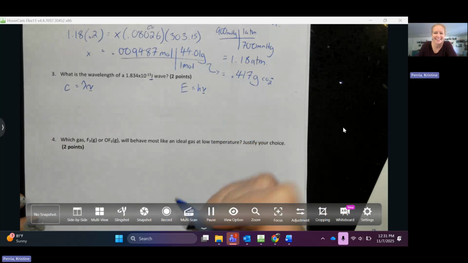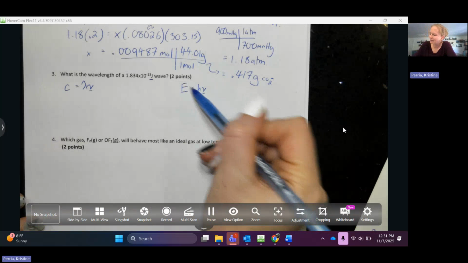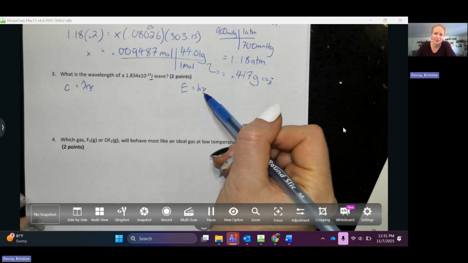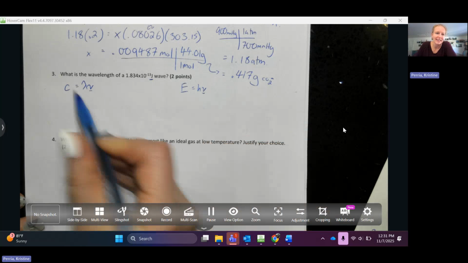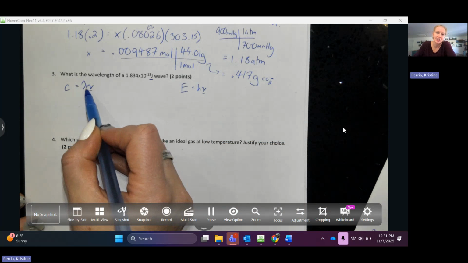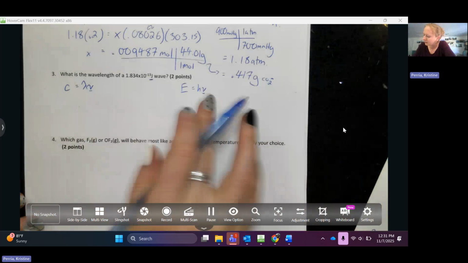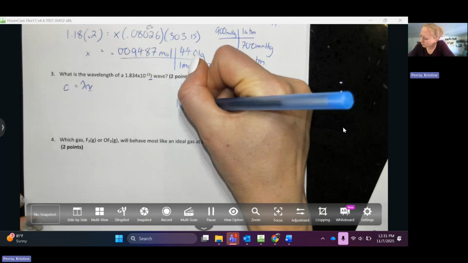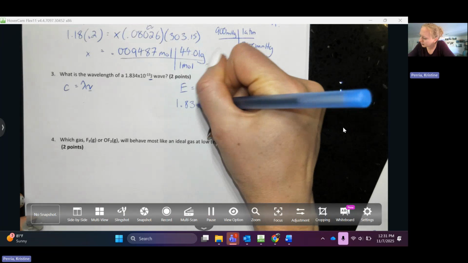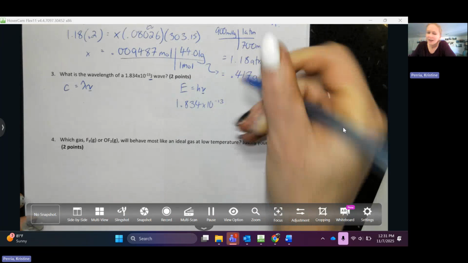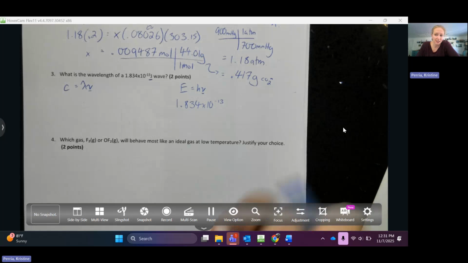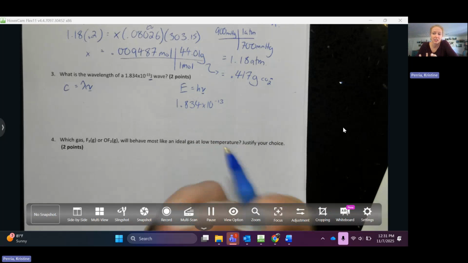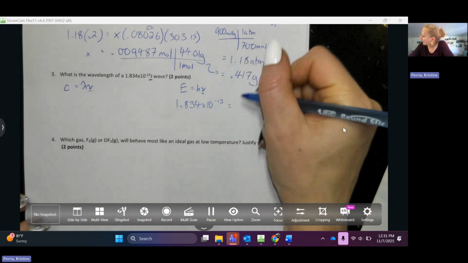Oh, wait, I said that wrong. We're going to solve for frequency in this equation first, and then once we get frequency, we can plug it into this equation and solve for wavelength. So they're kind of on opposite sides. But anyway, this is my energy. So I have 1.834 times 10 to the negative 13. This is always going to be a small amount of energy because it's just a photon, right? It's tiny, so it doesn't have a lot of energy.